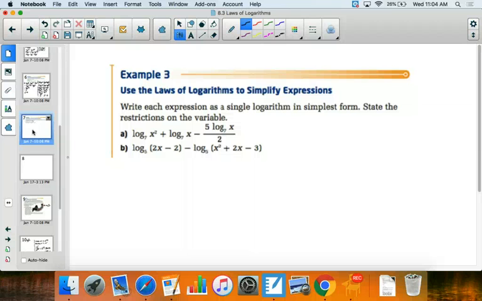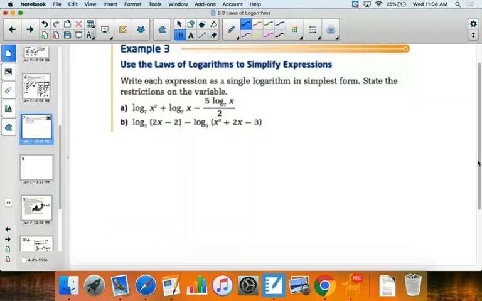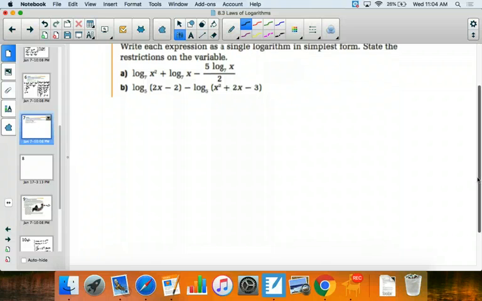So again, let's just try another one with simplifying, but now we're back to variables. Which one do you want to do? A or B? We won't do both. A? Okay, let's do A.